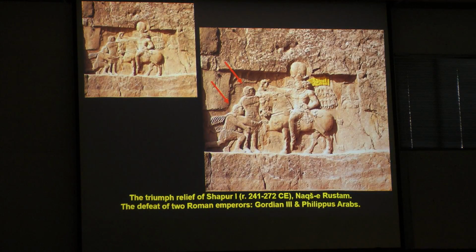The triumph of Shapur I at Naqsh-e Rustam portrays the defeat of two Roman emperors, Gordian III and Philippus Arabs, or Philip the Arab. Once again, the Sasanian king is shown wearing a high tiara, decorated with fluttering ribbons.